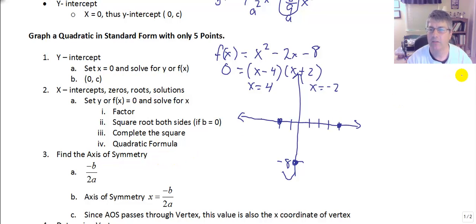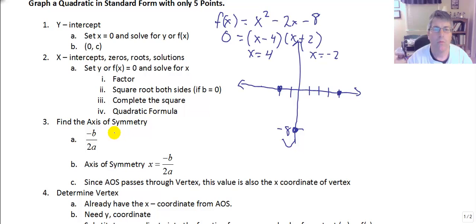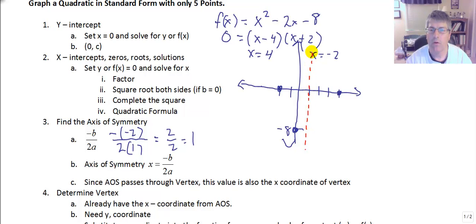Then we want to find the axis of symmetry. Okay? We want to see where our parabola is reflected about. So we can always find the axis of symmetry by taking the opposite of b over 2a. So the opposite of b here would be the opposite of negative 2, all over 2 times 1. That's 2 over 2, and that's 1. So our axis of symmetry is here at x equals 1.